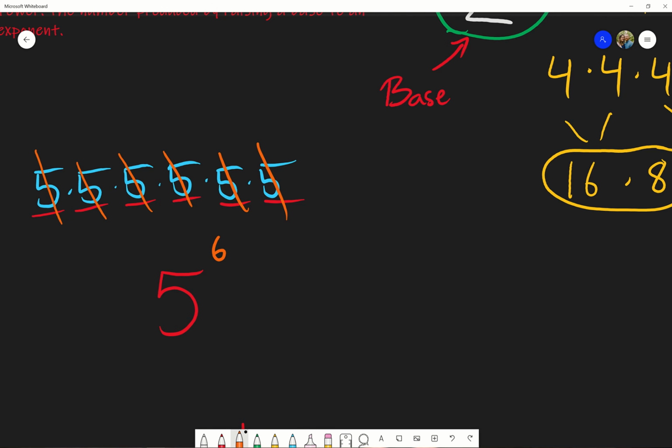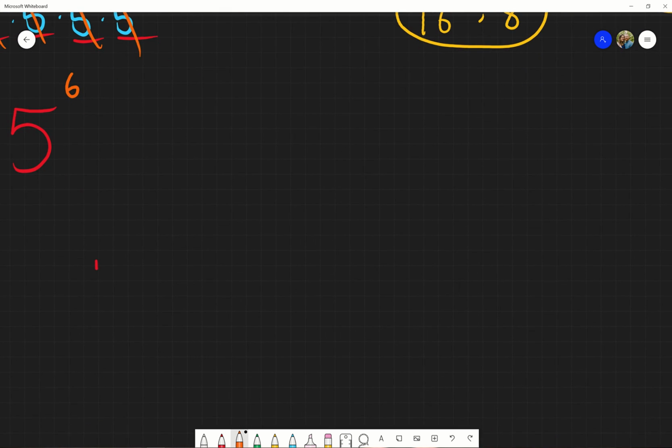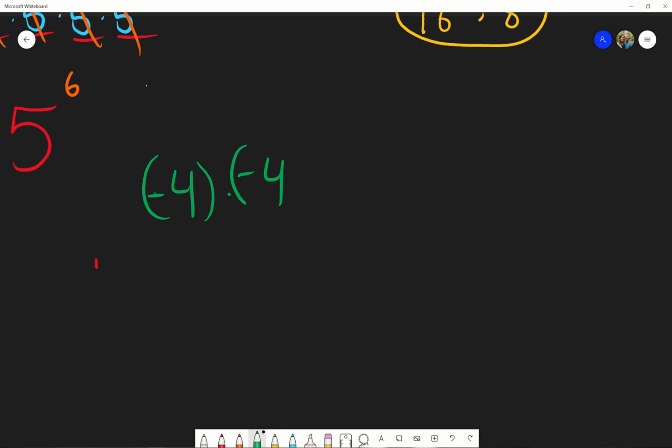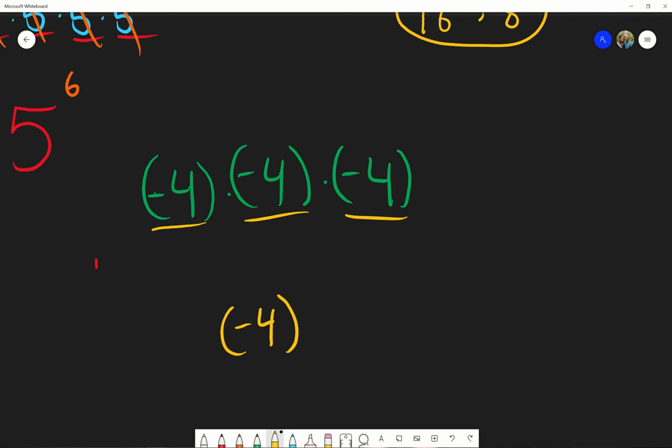All right. So moving right along. Let's say we had something like negative 4 times negative 4 times negative 4. We wanted to write that as a power. We would say, all right, well, this is negative 4 is the number I'm multiplying. That's going to be my base. I want to keep it in this parentheses. We'll talk about that in a little bit. Then I multiply the number negative 4, 1, 2, 3 times. That's going to be my exponent. So base negative 4, exponent 3.